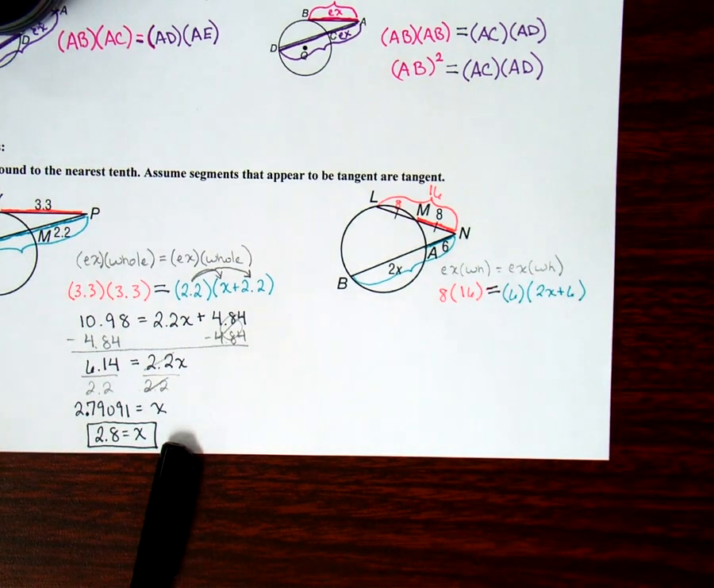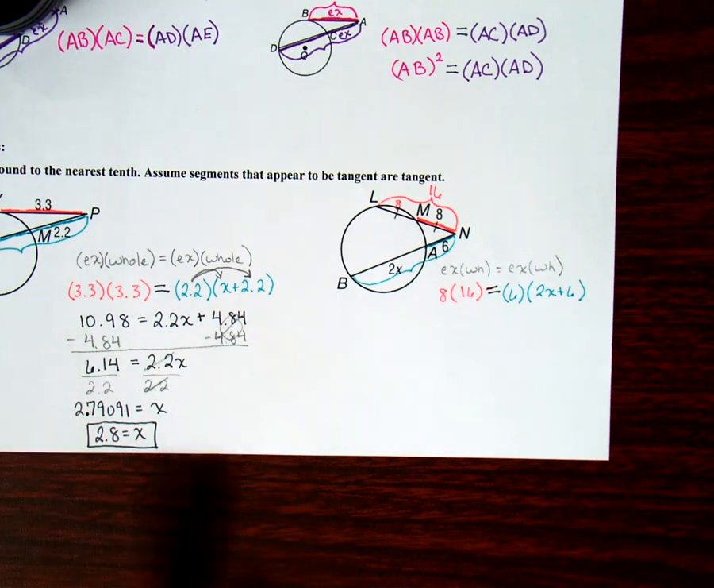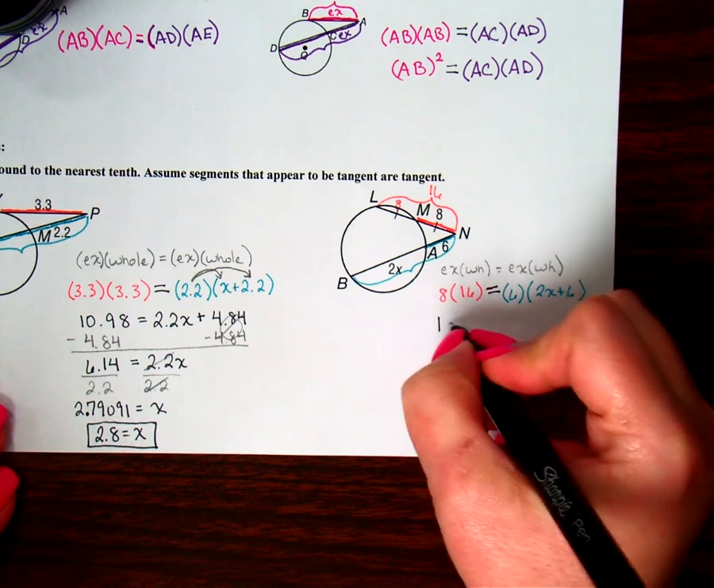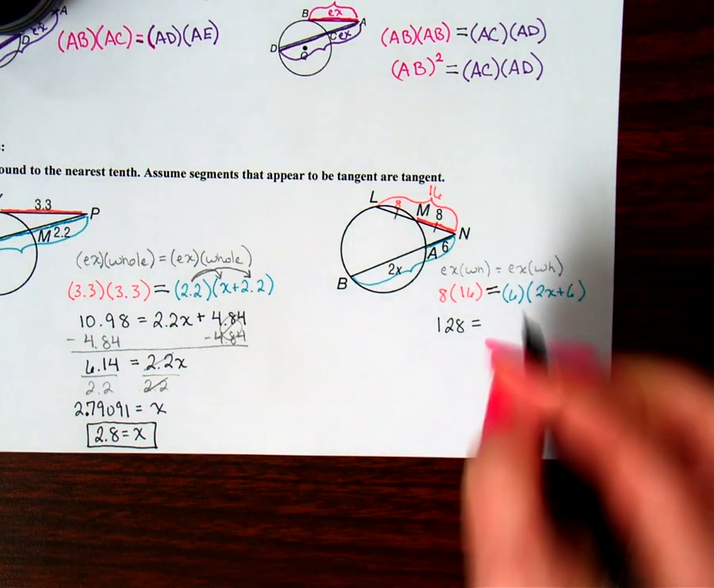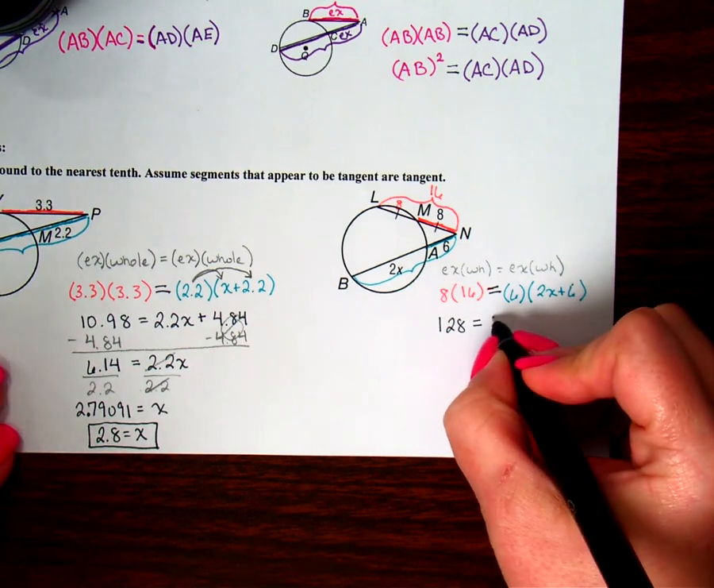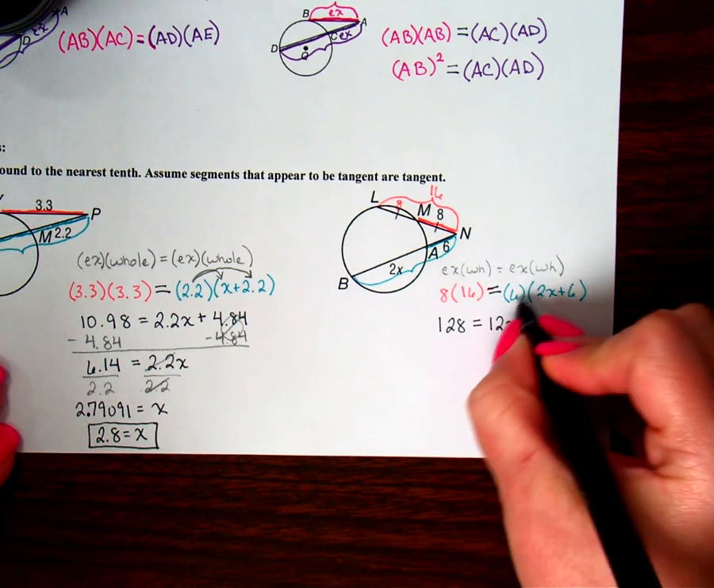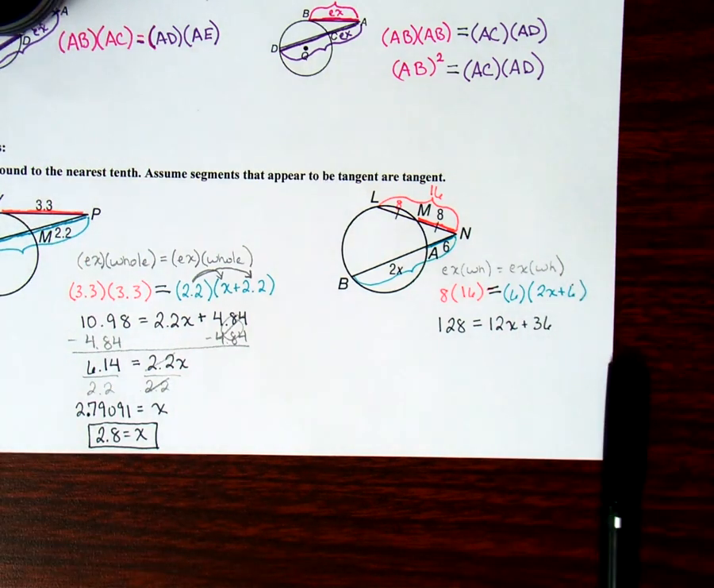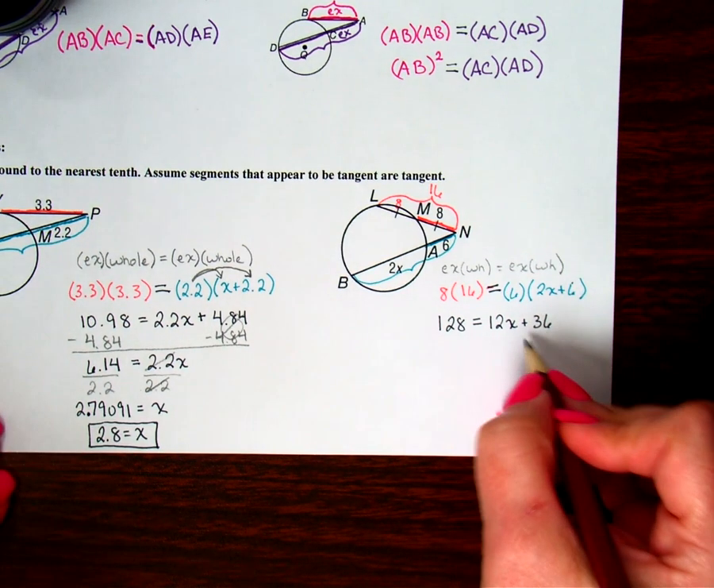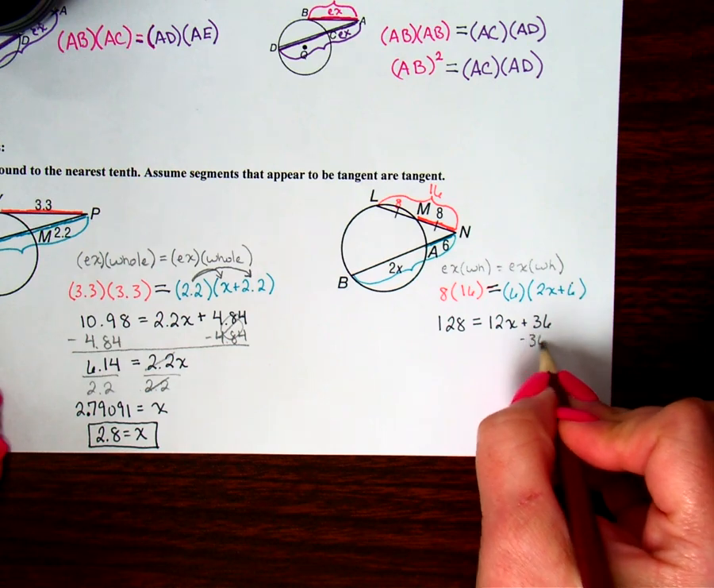Okay, so 8 times 16, my left side is 128. On my right side, I need to distribute that 6. So 6 times 2x is 12x, and 6 times 6 is 36. Get the 12x by itself by subtracting 36 on both sides.